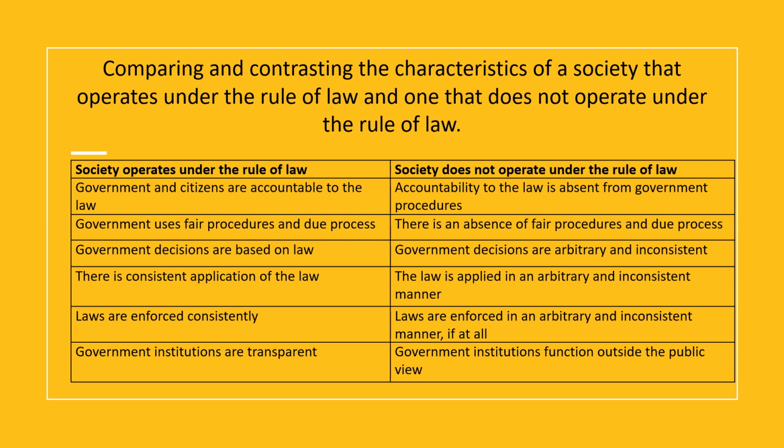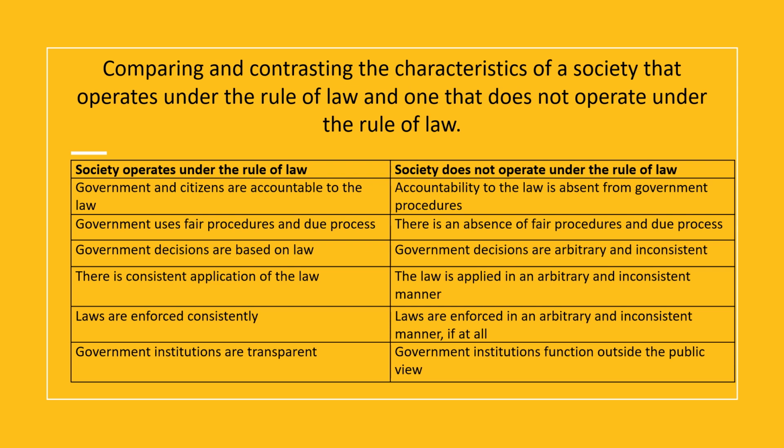But if the government decisions are arbitrary and inconsistent, that means that I could go to the grocery store one week, buy some apples, enjoy the apples, and then it could be that the government did not oversee the growing of the vegetables and make sure that they were processed appropriately, and then I might get sick as a result of it.